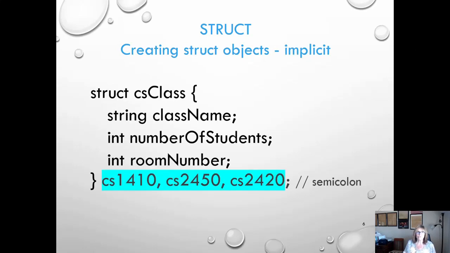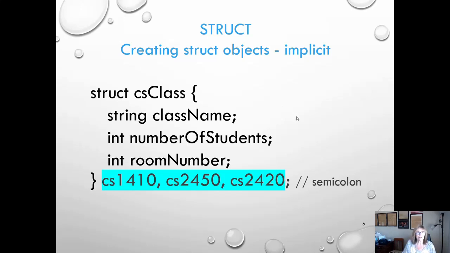There's another way that we can declare objects of this struct. That would be following the closing curly brace with the names of the variables or the struct objects that you want to create. But notice that we still have the semicolon at the end of that list. So once I have declared some struct objects, I have CS1410, how would I go about initializing or giving it values?